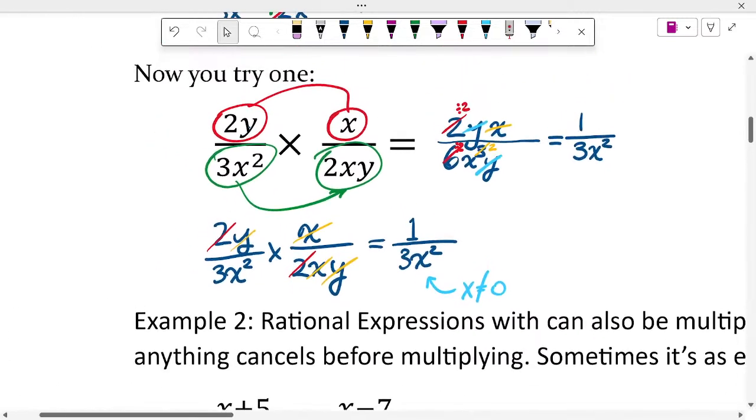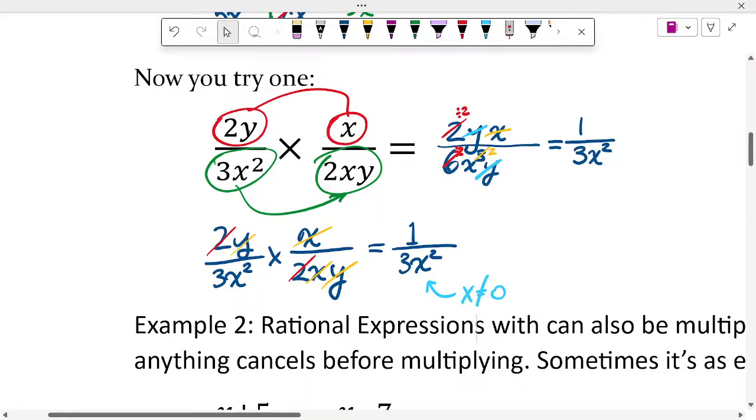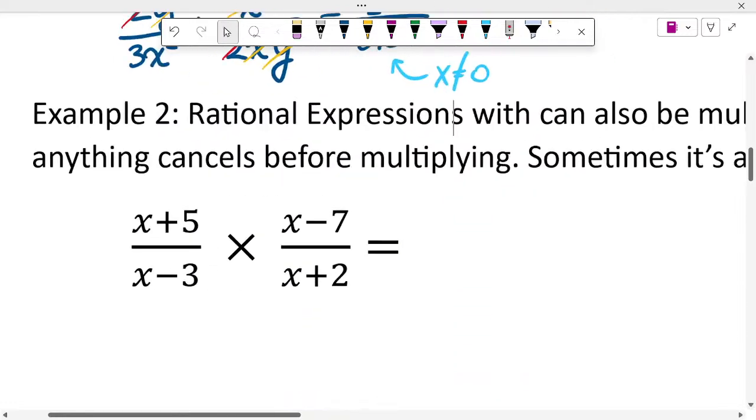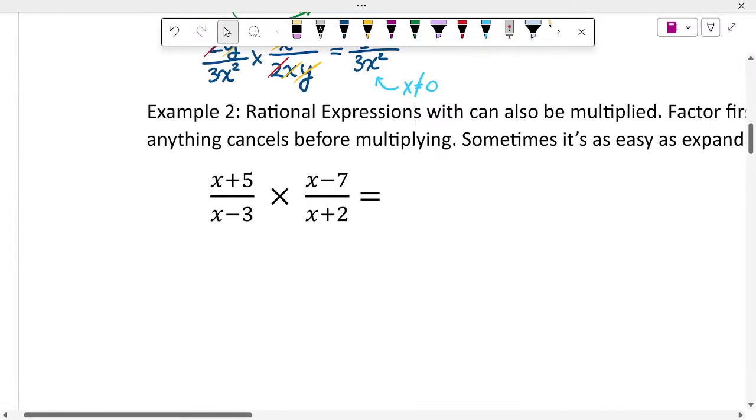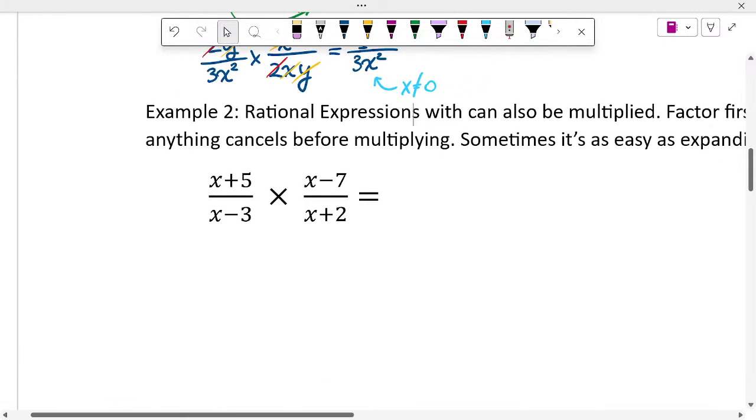Can we try a trickier one? Okay. Can we try this ourselves? Yeah. Okay. Sure. I just want you to expand. I'll tell you right now, nothing's going to cancel. Because if it was going to cancel, it would cancel in this form, in factored form, right?